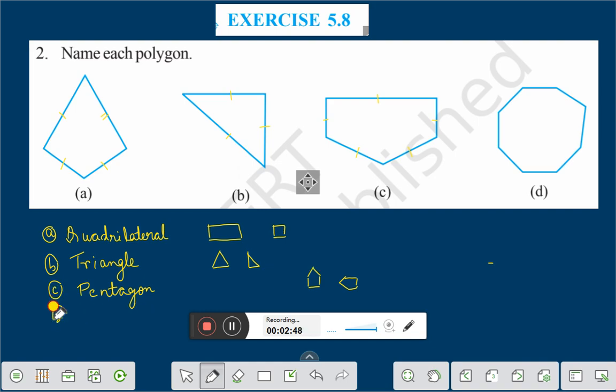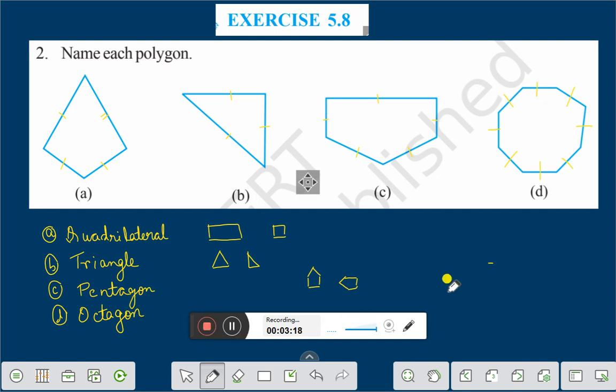Now question number D. It is also a closed figure, and how many sides are there? You see 1, 2, 3, 4, 5, 6, 7, 8. 8 sides, and it is also a closed figure. Therefore, it is known as an octagon. Octagon means 8 sides. O, C, T, A, G, O, N, octagon, right?